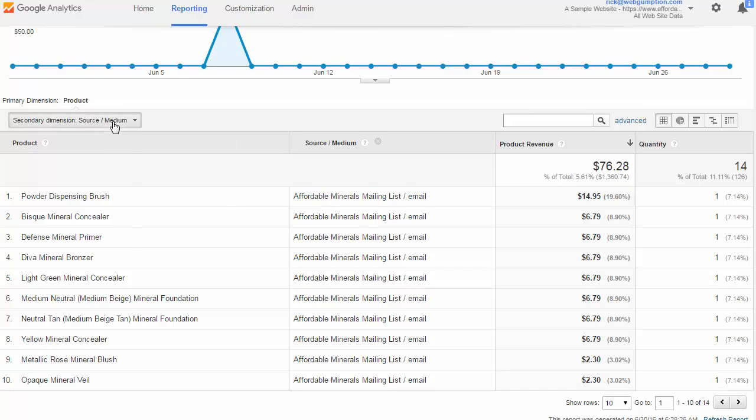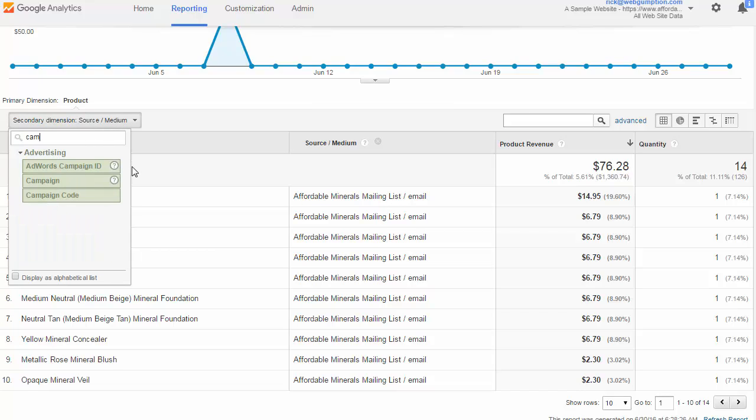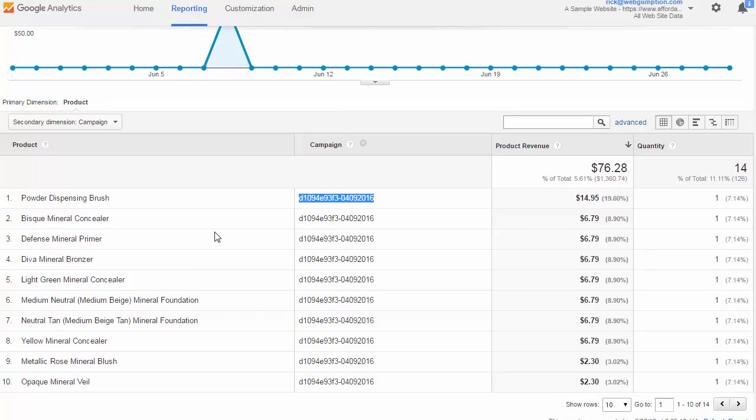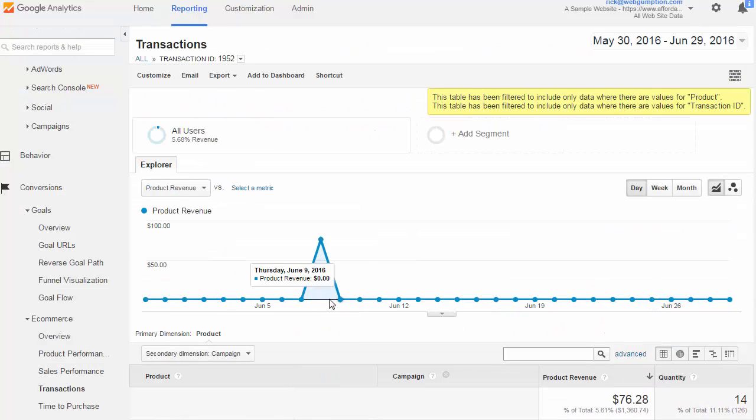But we could toggle down to the campaign level even, and say, well, what campaign drove this? And because we have campaign tracking set up, we actually get the campaign number right here, which we could match up in our email marketing program. So you can get a lot of detail here on specific transactions. Sometimes it's too granular, but if you don't have a lot of sales, it may be something where you come in and you really want to understand where they're coming from. This is a great place to do it.